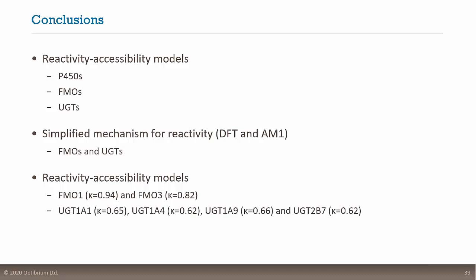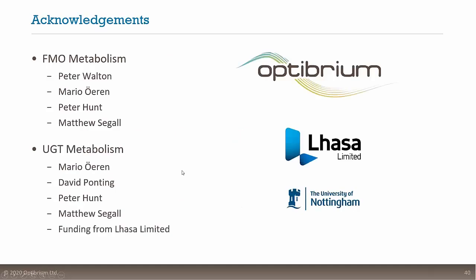And the reactivity accessibility models, I showed you 2 examples, but the kappa values for all of the models are here as well. So by far the highest kappa value here is for FMO1, which is 0.94, and UGT kappa values range from 0.62 to 0.66.